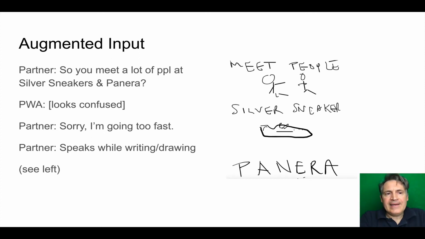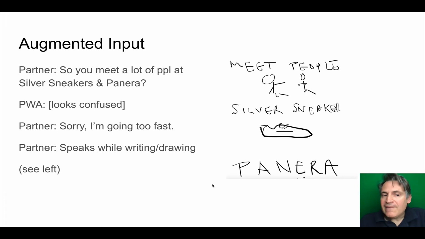So let's say, to start out, I talk with this person. I say, hey, so I hear you meet a lot of people at Silver Sneakers and Panera, and the person with aphasia looks very confused. Oh, sorry, I'm going too fast. I hear you meet people, and I'll write it, and then also draw people at Silver Sneakers, and I'll draw my own Silver Sneakers, and Panera. And I'm able to just write this out. It slows me down as a partner and gives them some things to look at and consider.